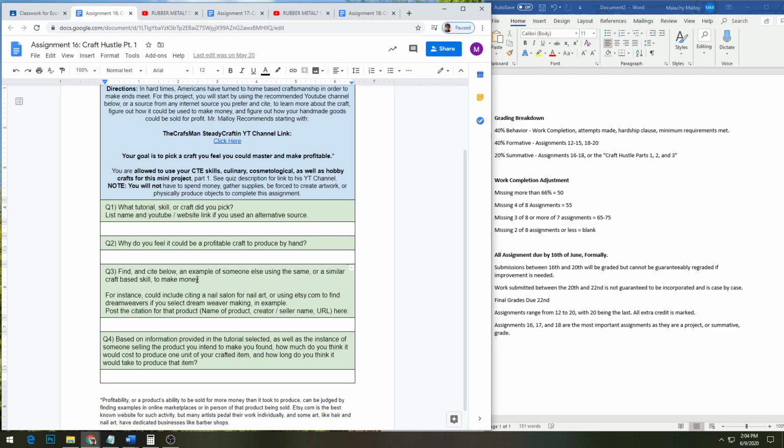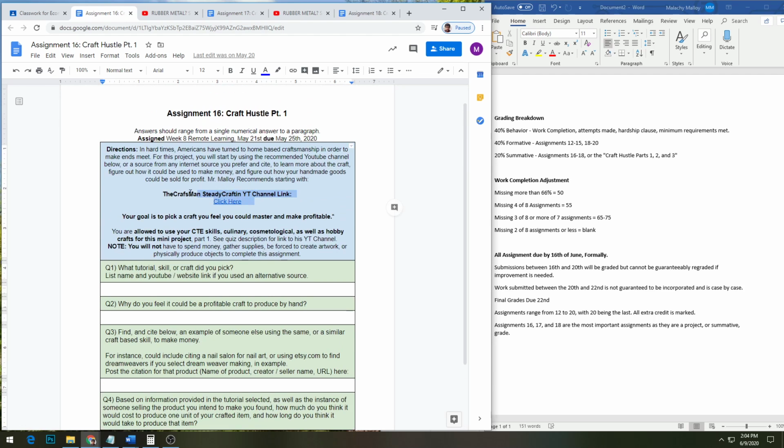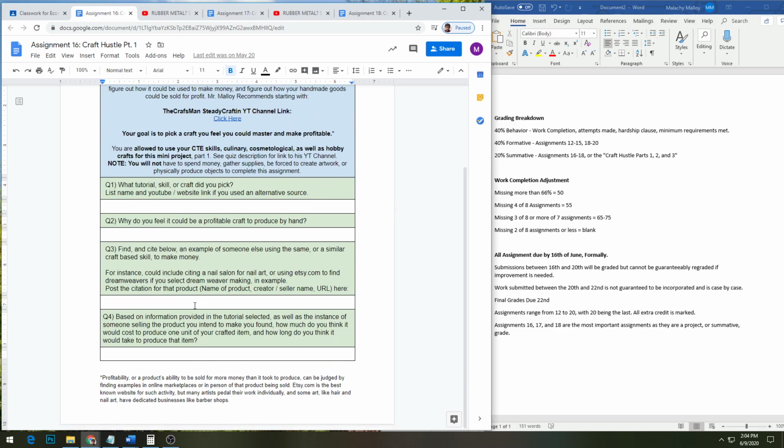I don't want you to tell me you're going to sell unicorns. No one makes money selling unicorns unless they're plastic, in which case, guess what? It is an action figure technically. So this could be like going on Etsy or Amazon and finding someone selling this, or if it's a nail salon, listing a local nail salon, maybe even one that you intend to try and work at.